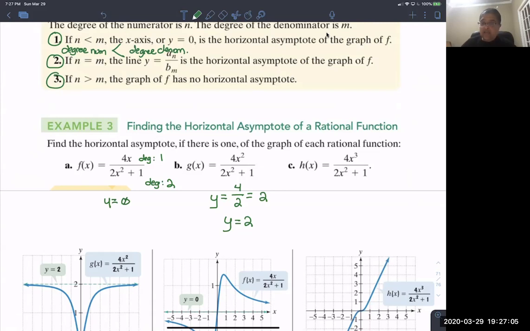Now, C, the polynomial in the numerator has degree 3, and the polynomial in the denominator has degree 2. Well, what does that mean? Since the numerator is larger, because the numerator is larger, there is no horizontal asymptote.